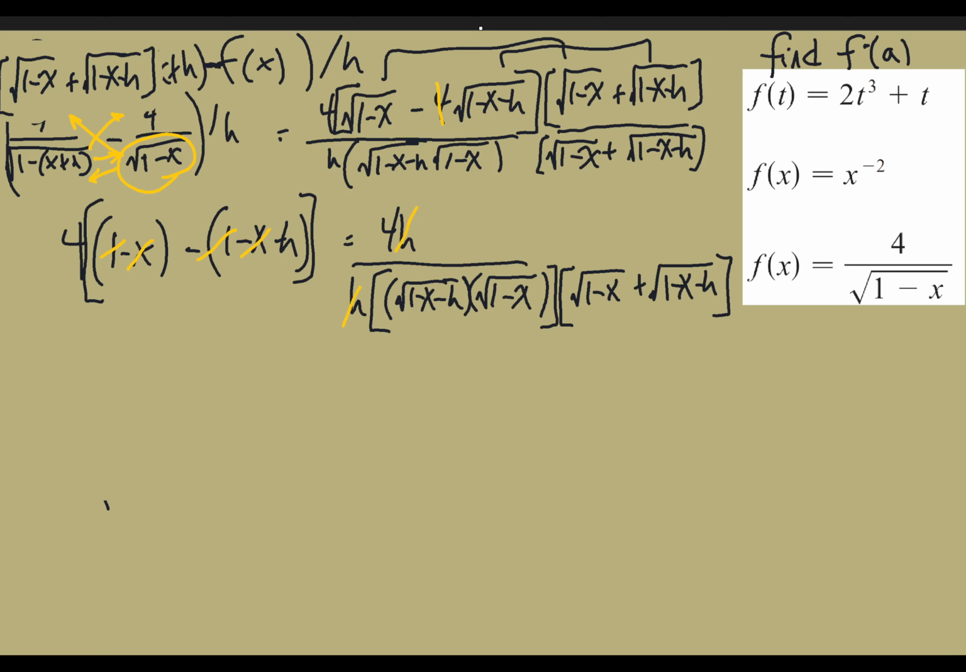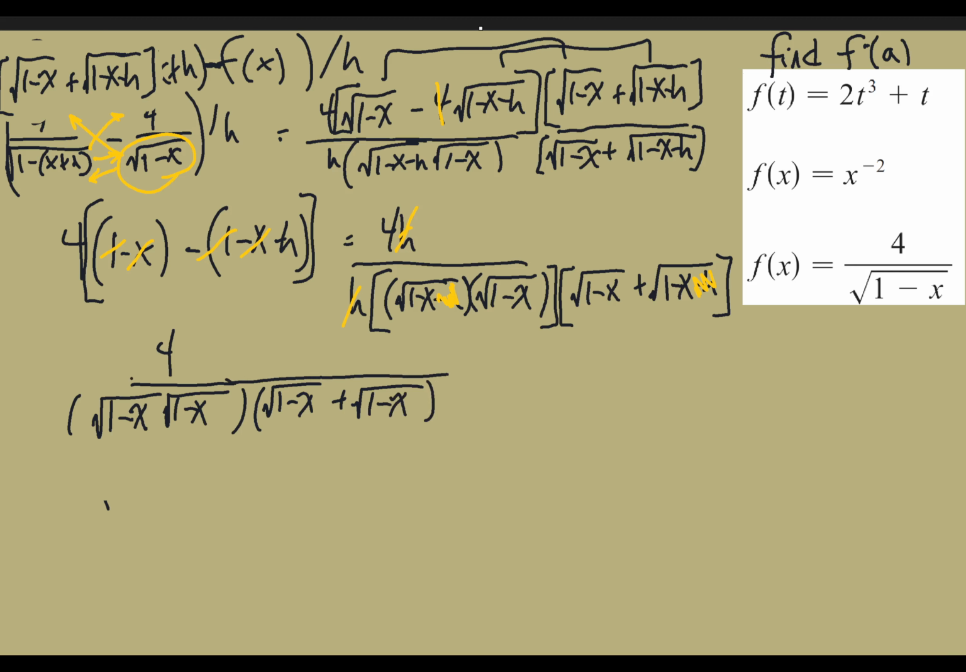So I don't think there's any more cancellation I can do, so I'm going to give it a try where we finally put in 0 for h, now that we're not going to have a divide by 0 over 0 kind of a thing. So maybe I take this out. I'm going to take this out. And we get 4 over rad 1 minus x, rad 1 minus x, times rad 1 minus x plus rad 1 minus x. This is weird. This whole thing is in the denominator.